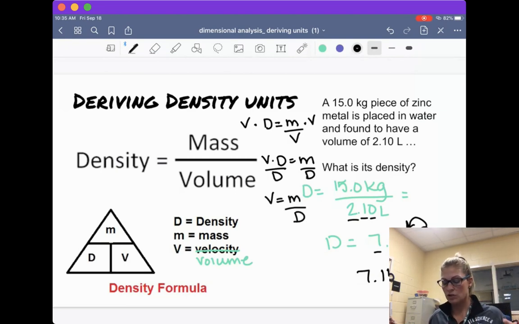Or you could have used the triangle, and then you had to say, okay, I'm solving for V, so I've got to cover up the V, so I get M over D. There was a whole bunch of memorization. So what I'm going to teach you is how to use the density units as a conversion factor. And then you no longer have to really remember all of these steps. So let's take a look.